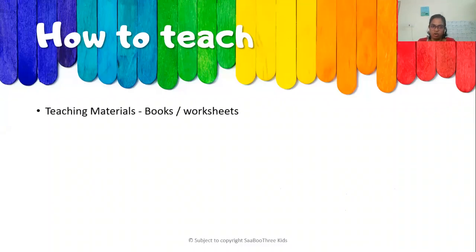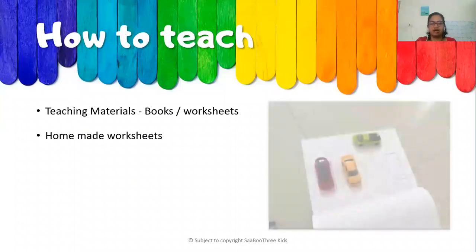And how to arrange for teaching materials and worksheets, there are plenty available online, and our curriculum is also supported by books. So we have a set of 30 books for kindergarten children, so you can refer to that. And worksheets are also available online, and there are plenty of small worksheets you can do at home. It doesn't need a lot of preparation.